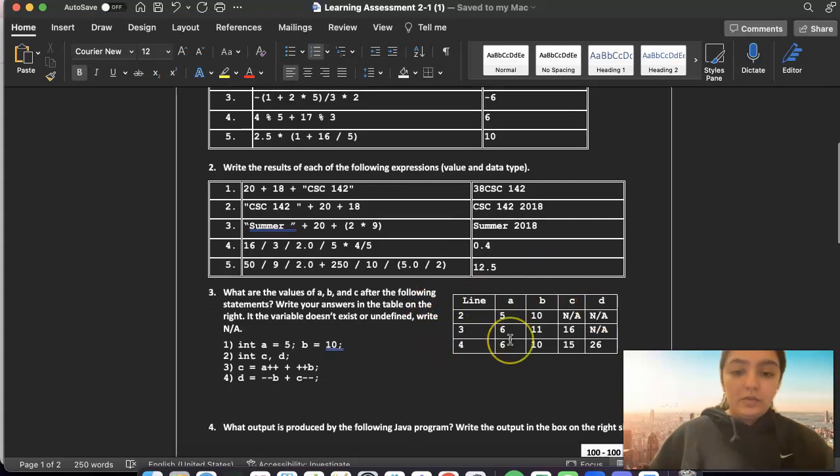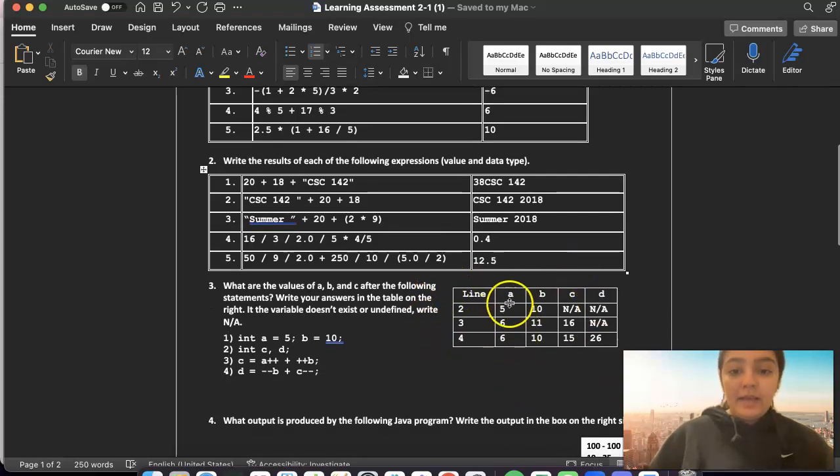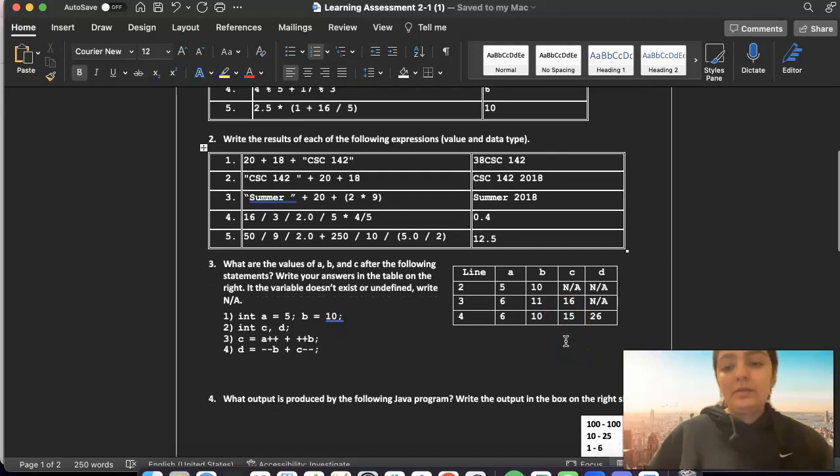The following values for the following lines. A would be 5, B 10, C and D not available. For line 3, A would be 6, B would be 11, C would be 16, D would be not available. Then for line 4, A would be 6, B would be 10, C would be 15, D would be 26.